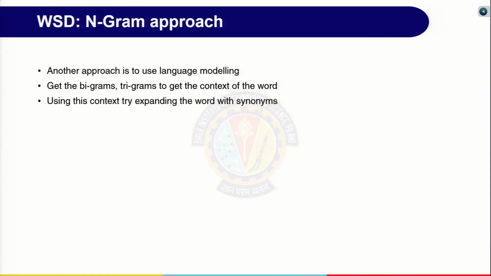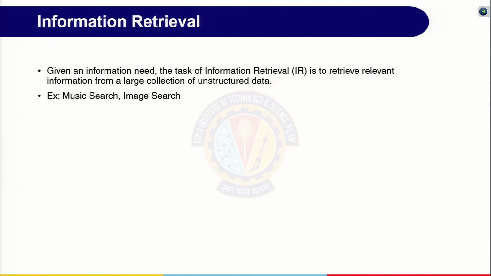Using WordNet is one approach. We can also use an n-gram approach. What we can do is use the bigrams and trigrams that we have studied earlier to get the context of the word. Using this context, we can expand the word with synonyms, and then we can see, based on the contextual words like river and bank and maybe a picnic, that in this context, bank is referring to a river bank. So that is about word sense disambiguation.